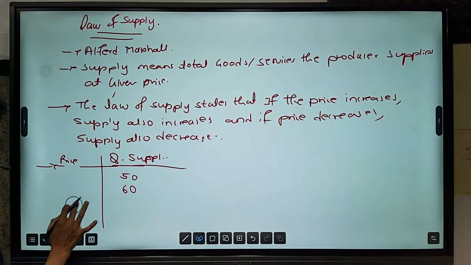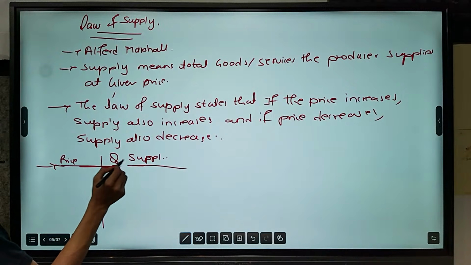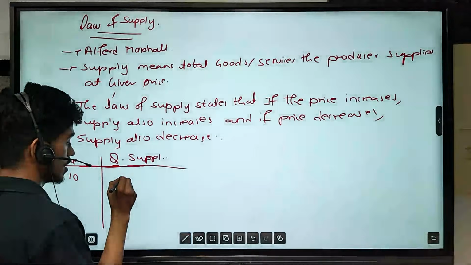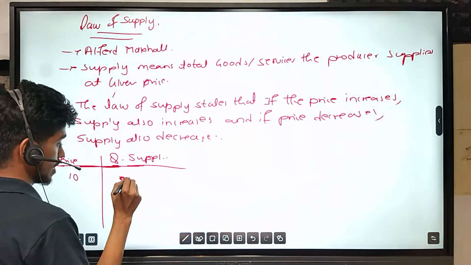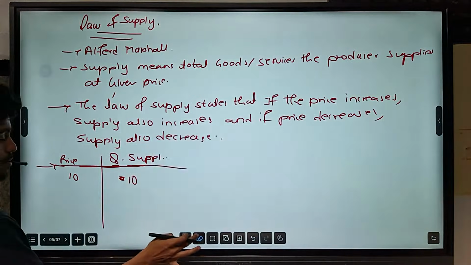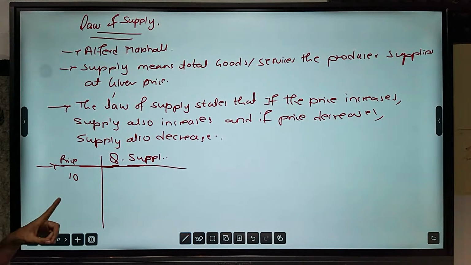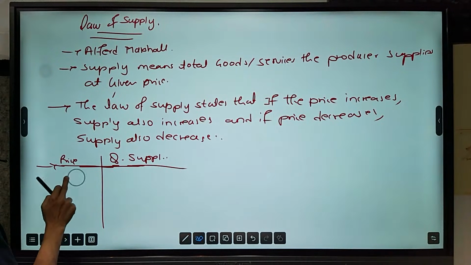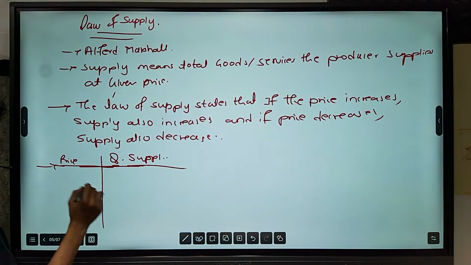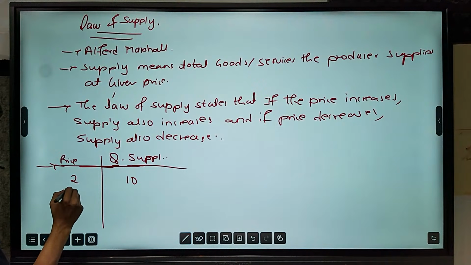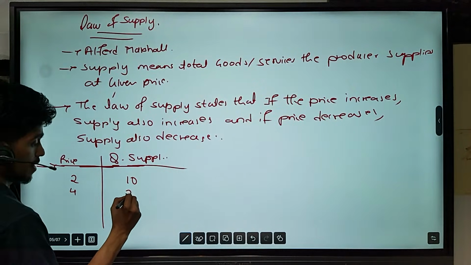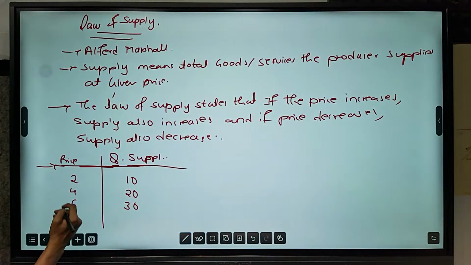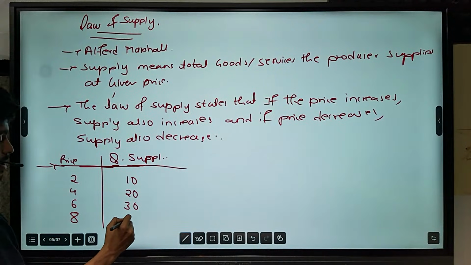Now we'll show it with the increasing example. We will show a proper example. If the price is 2, the quantity supplied will be 10. If the price increases to 4, the quantity supplied will be 20. If the price increases to 6, the quantity supplied will be 30. And again, if the price increases to 8, the quantity supplied will be 40.